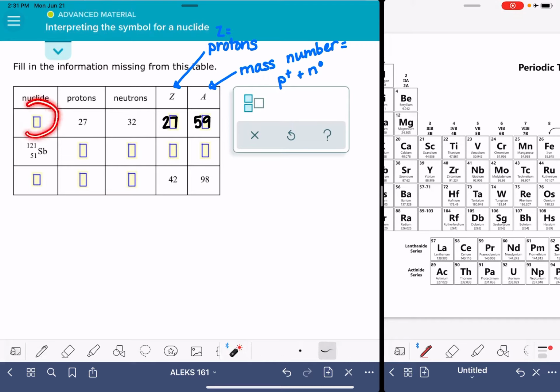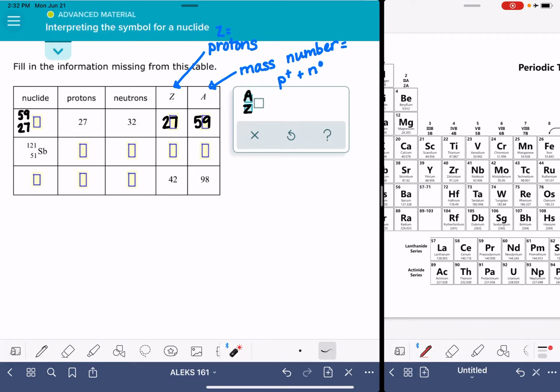Now, the one thing we haven't done yet is fill in this box for the nuclide. Notice over here you have this button in ALEKS. So if you click into this box and then you click on the button, it's going to give you this framework in this spot over here. I would start with this upper left-hand box. This is where you would write your A number. We just figured out that it is 59, so that's going to go right here in the upper left-hand corner. And then in the lower left-hand corner, this is where we write Z, or the number of protons. And we know for this one, it's 27 right there.